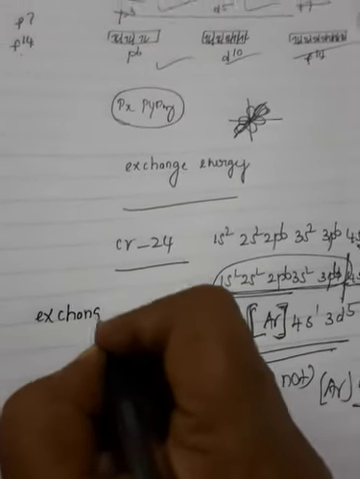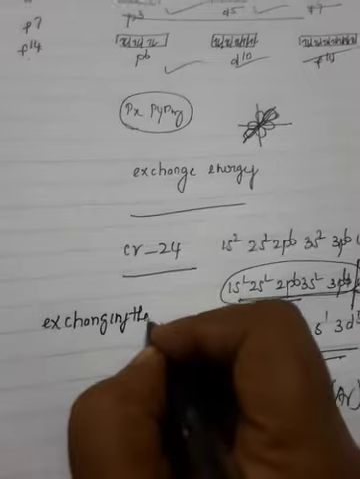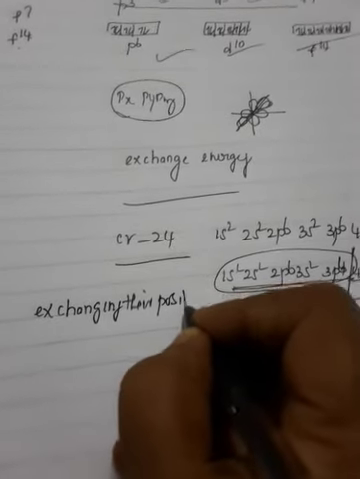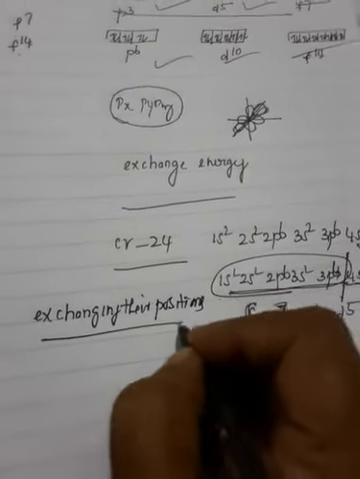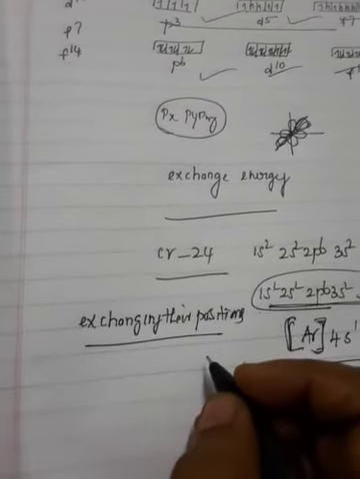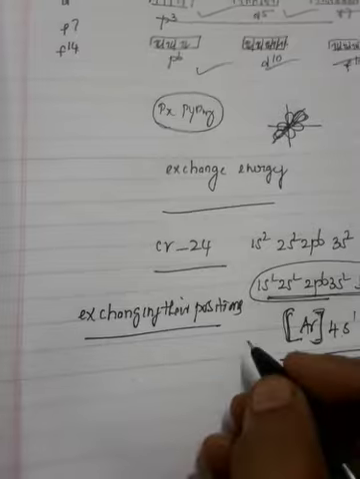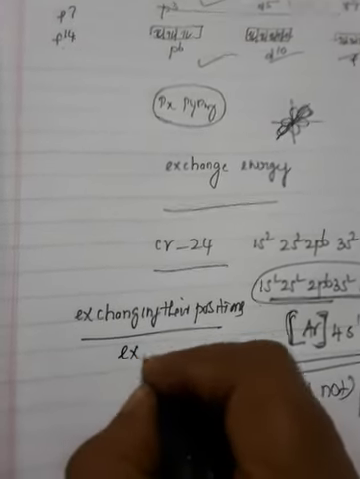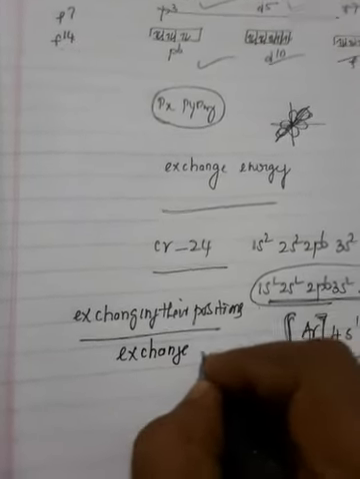Exchanging their positions from one place to another place if they are having equal energy. So during the exchange process, the energy is released, and the released energy is called exchange energy.